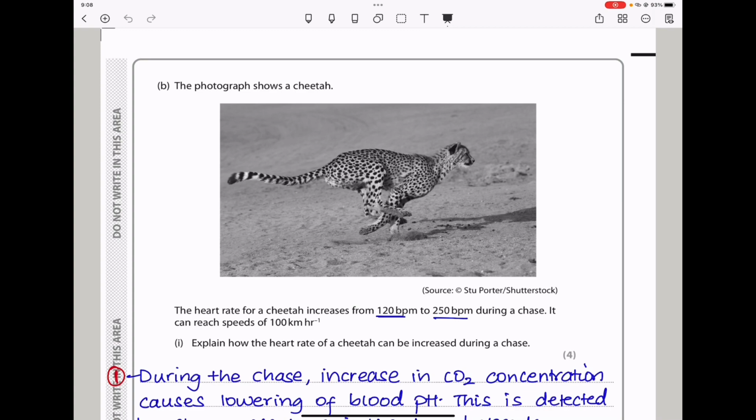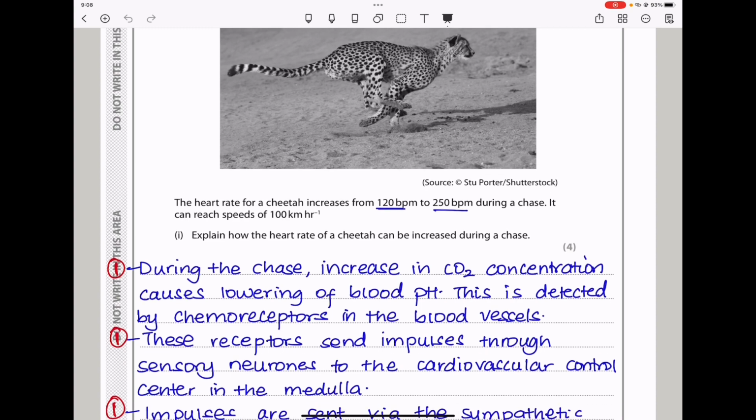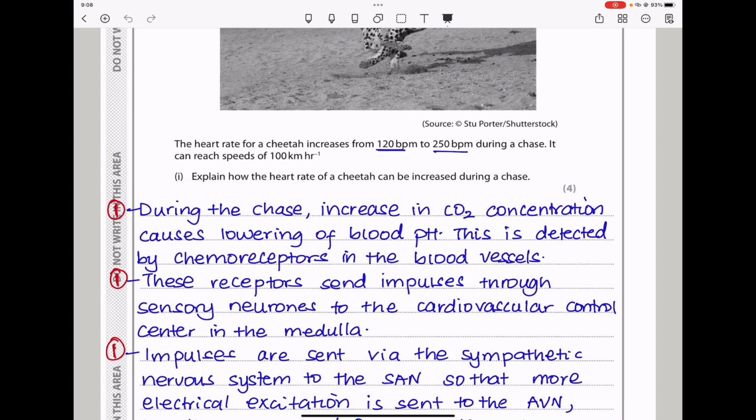Here they say the photograph shows a cheetah. The heart rate of a cheetah increases from 120 beats per minute to 250 beats per minute during a chase. It can reach speeds of 100 kilometers per hour. Explain how the heart rate of a cheetah can be increased during a chase.